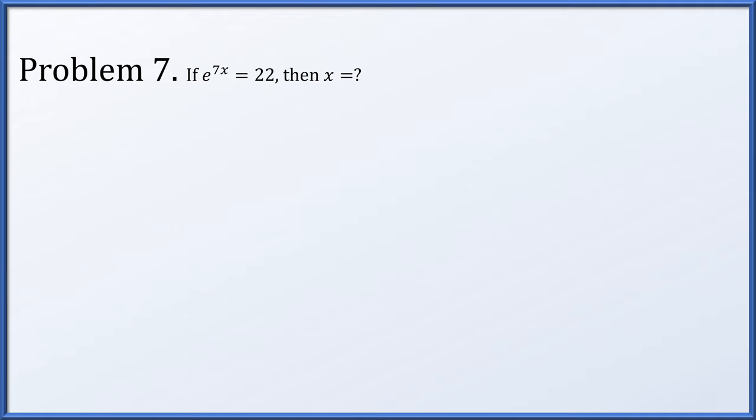In problem 7, if e to the 7x equals 22, then what is x? You could proceed by taking the logarithm of both sides, but you can simply convert to a logarithm by definition. Our base is e, so that will become the base of our logarithm. The input of the exponential, 7x, becomes the output of the logarithm, and the output of the exponential, 22, becomes the input of the logarithm. In other words, e to the 7x equals 22 is by definition the same thing as 7x equals the natural log of 22. Divide by 7, and we're done.